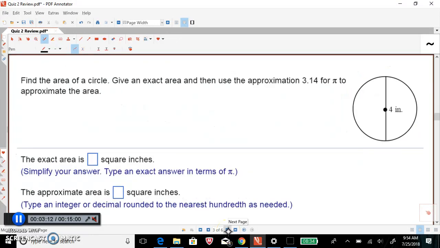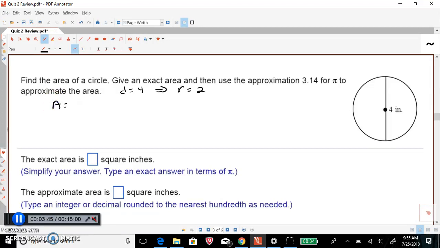Okay, this next problem, we're finding the area again. However, looking at this diagram, they're giving us the diameter. Remember, we need the radius to find the area or the circumference. They're giving us the diameter here, which is the line that goes through the center from one point touching the circle to another point touching the circle. So the radius is just half of our diameter. So if our diameter is equal to 4, then our radius is equal to 2.